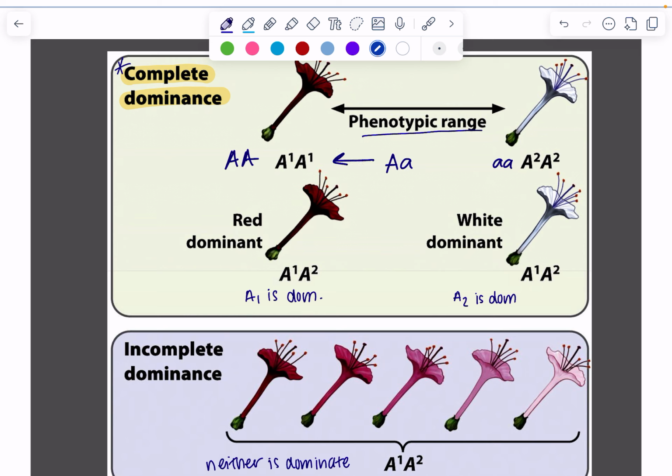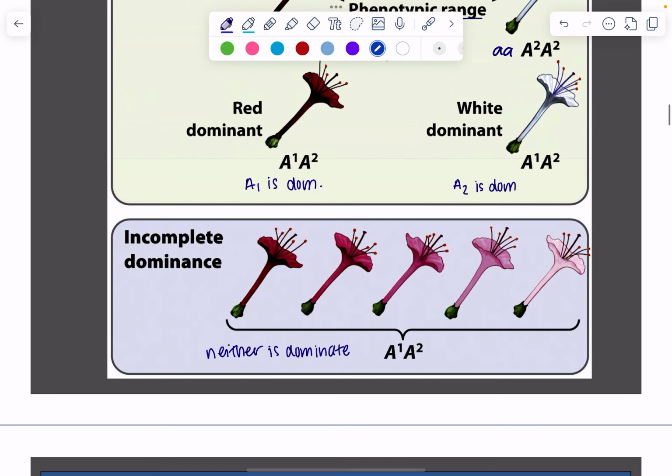And in incomplete dominance, neither is dominant. So if you have A1 and A2, or a heterozygote, you are going to get some variation of the gene, and it just depends on how those genes interact. Sometimes they could be controlled by more than one gene, but incomplete means neither one is dominant over the other.